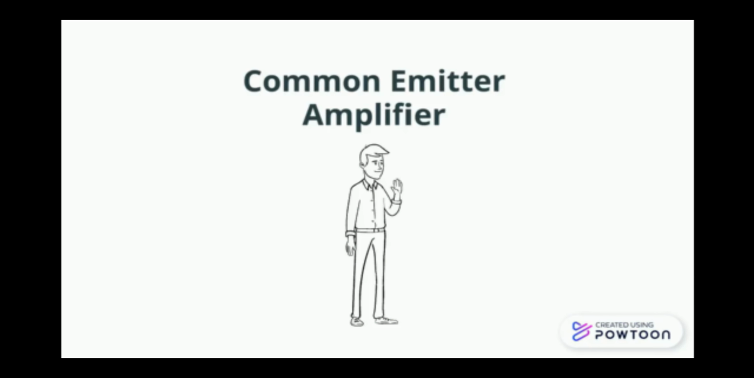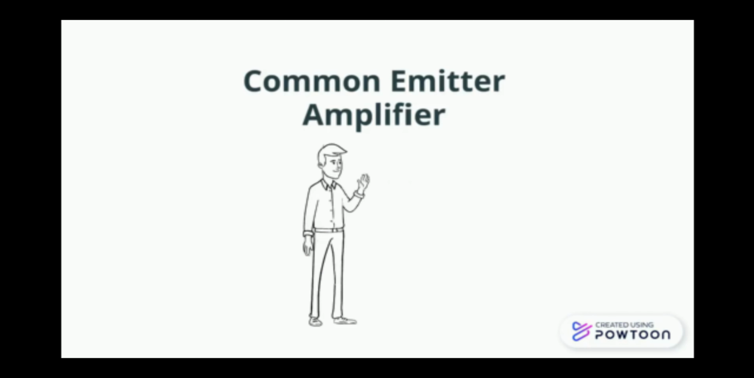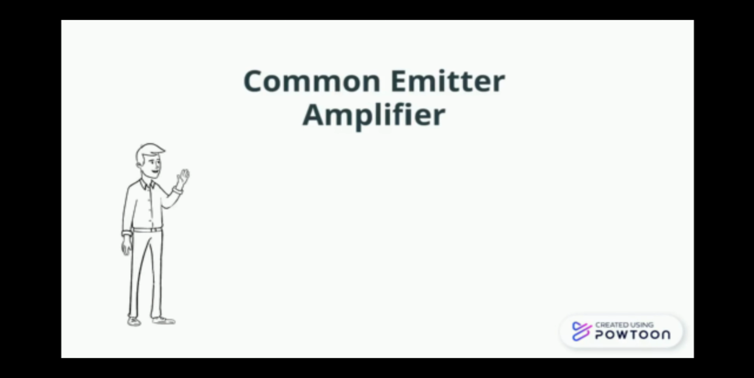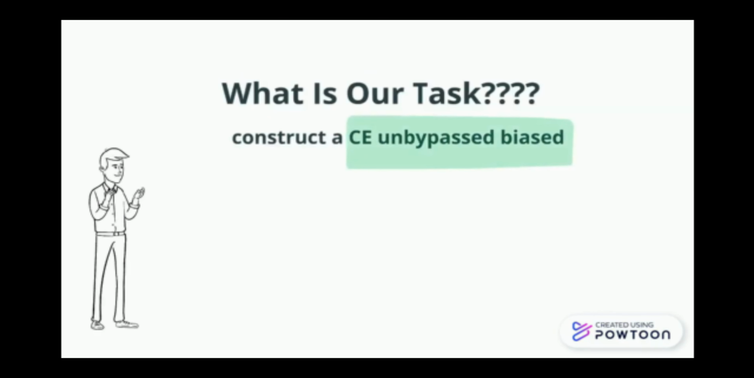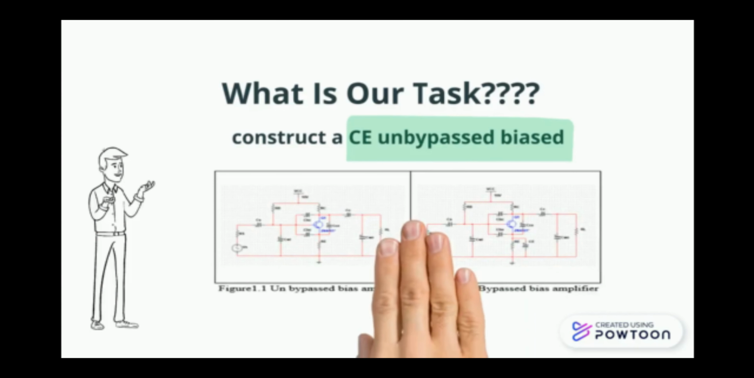Hi guys, so today I will explain about the common emitter amplifier. I hope you all enjoy my explanation. So first, let's see what our task is. Our task is to construct a CE unbypassed bias. What does CE unbypassed bias mean?